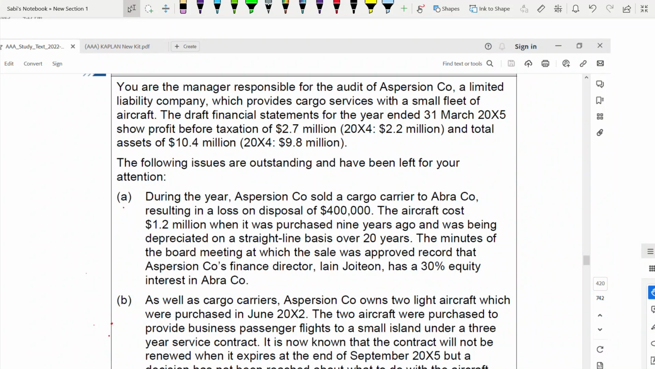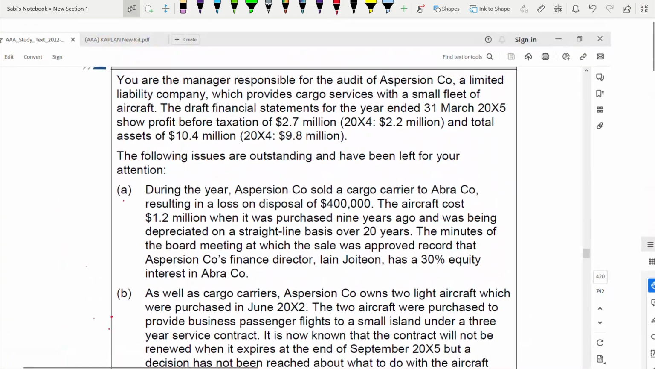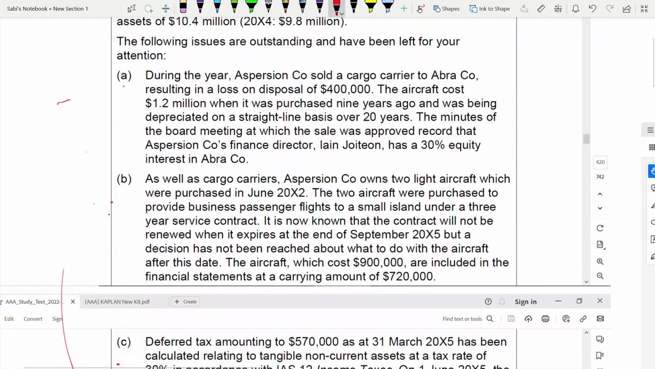So now, first read the requirement. Whenever you get a question, the first thing is your eye should be on the requirement, and look at the number of marks. First thing is the requirement. After you read the requirement, second is read the background. This is the second stage. And then comes third, fourth, fifth. Then you go to specific issues and start reading them.